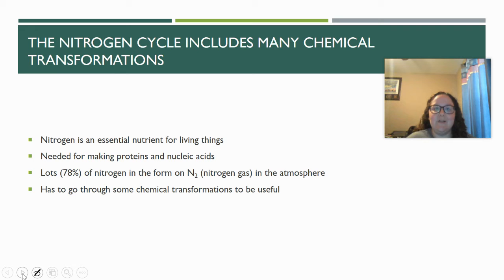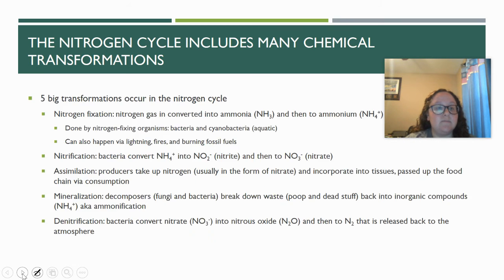Moving on to the nitrogen cycle. Nitrogen is one of the essential nutrients for living things because it is required for building proteins and nucleic acids like DNA and RNA. 78% of our atmosphere is nitrogen gas, or N2, but this is not usable for most organisms on the planet. So the nitrogen gas will go through several chemical transformations before it can be useful to living things.